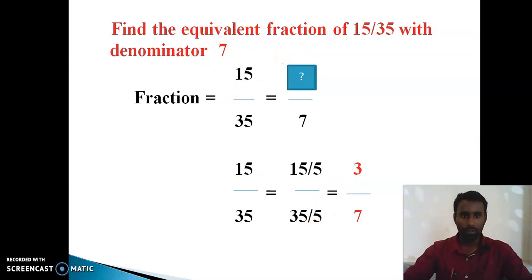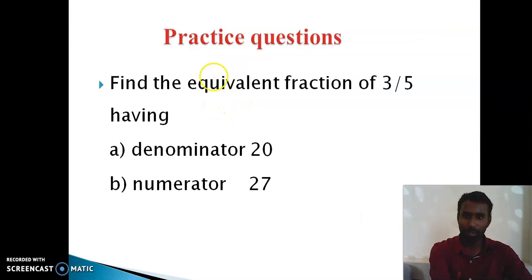So from a big number to a small number means division, and from a small number to a big number means multiplication. But whichever number you multiply or divide by, that same number should be used for both. Okay. So this is a practice question, just note it.